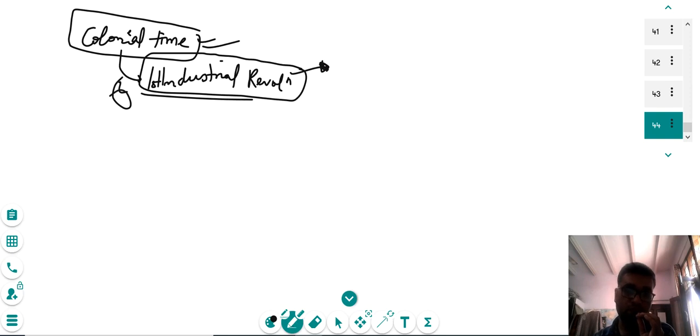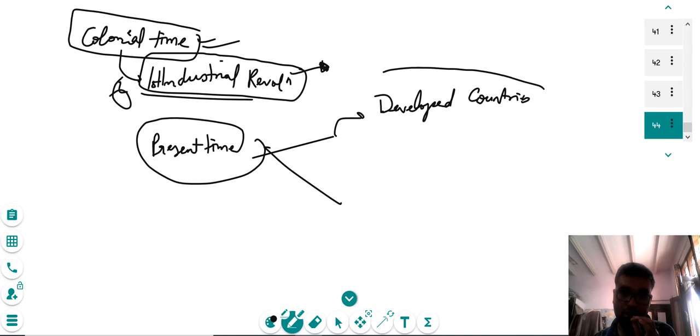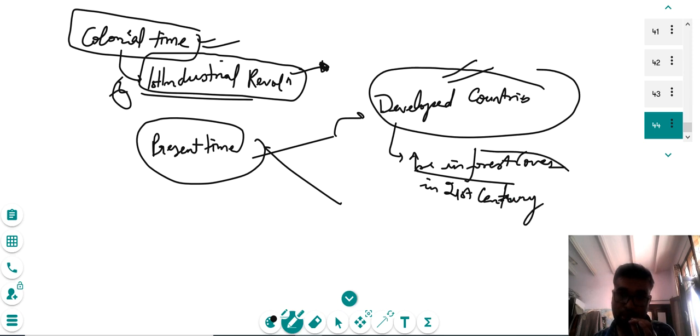Now if you see the present time, you can divide the countries into two parts, right? One is the developed countries. The developed countries, particularly the European countries, have witnessed an increase in forest cover in the 21st century. The main reason for this increase in forest cover in developed countries is the afforestation program and the reforestation program.